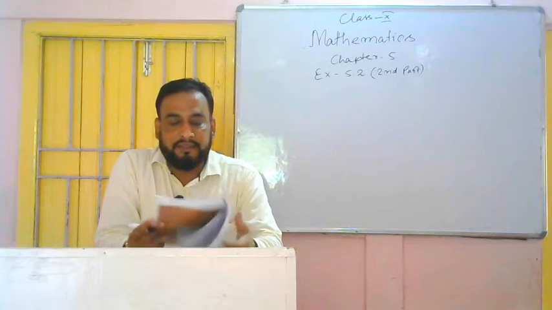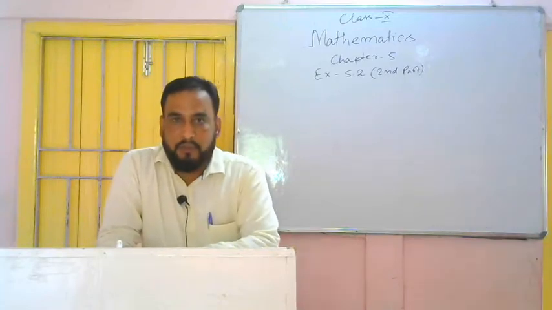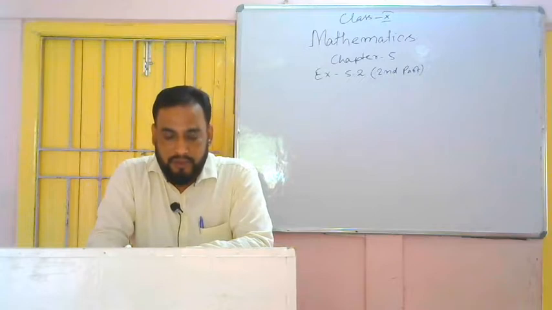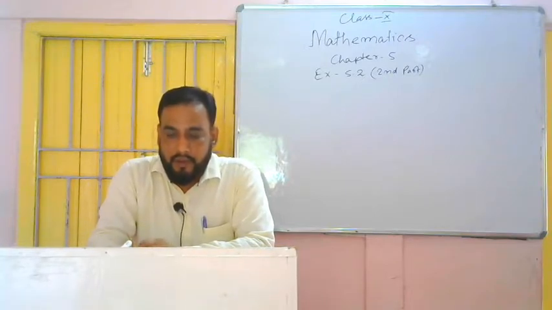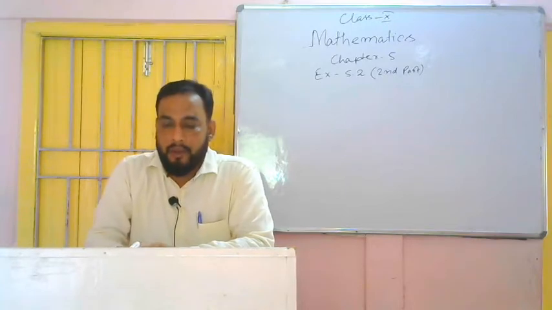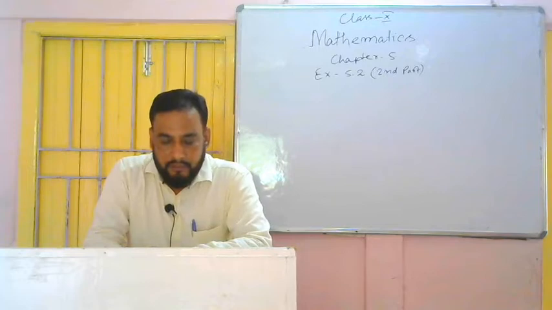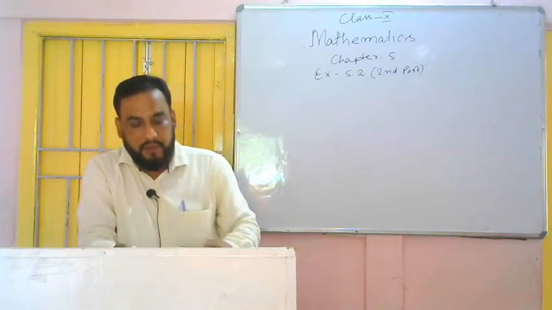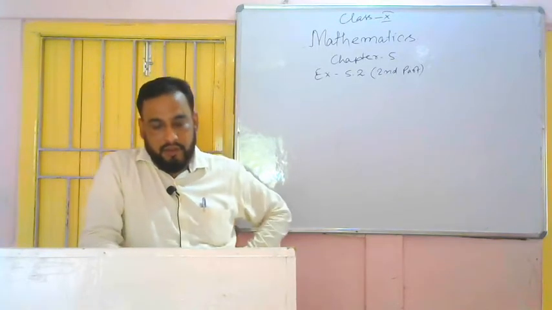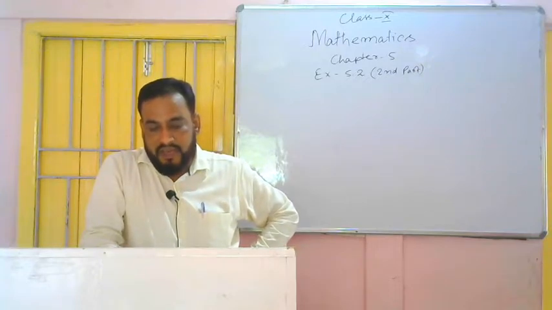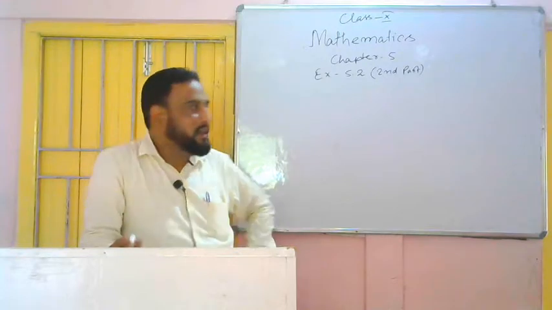Earlier we have done up to question number 6 of exercise 5.2. Now today we will start from question number 7. So you join with me, open page number 131. Today we will start from question number 7. So the question number 7 is: find the 31st term of an AP whose 11th term is 38 and 16th term is 73.